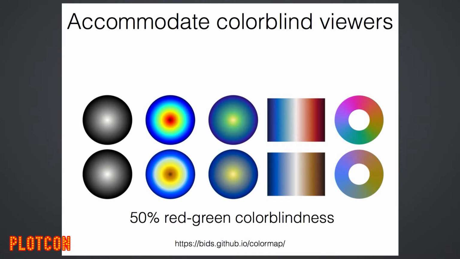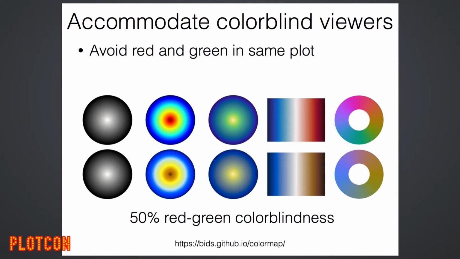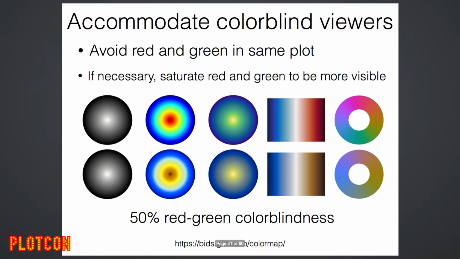I'd also like to note that a good color map should, as much as possible, accommodate colorblind viewers. We heard this earlier as well. 7% of Caucasian males have some form of color blindness, often red-green. You can see an example of what this might look like for a moderate form of red-green color blindness in the second row here. And just 2 rules of thumb, I think, to go off of: avoid red and green in the same plot as much as possible. If you really need to have it in there because it's just what makes sense for your thing, saturate it as much as possible, and that can help people see it more easily.